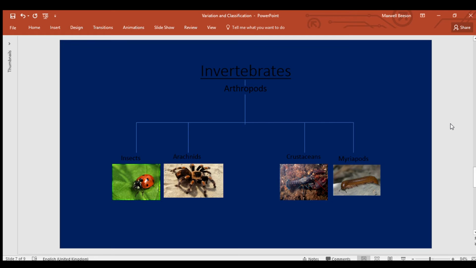Insects are things like dragonflies, flies, beetles, that type of thing. Arachnids, spiders, and scorpions. Insects have 6 legs, arachnids have 8 legs. Crustaceans have 12 legs, and myriapods have lots more legs, and these are things like millipedes and centipedes.